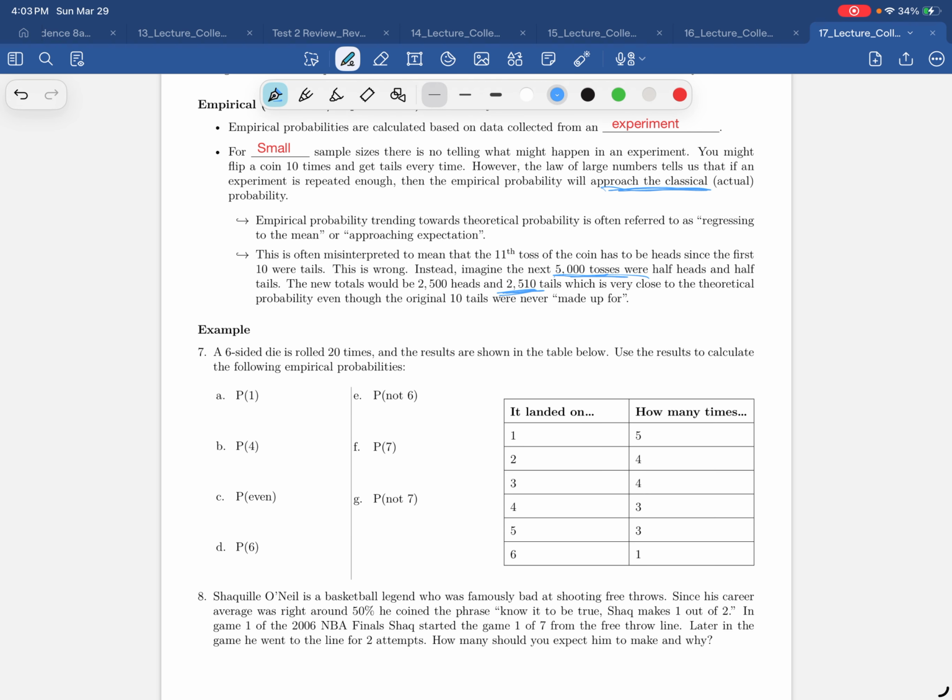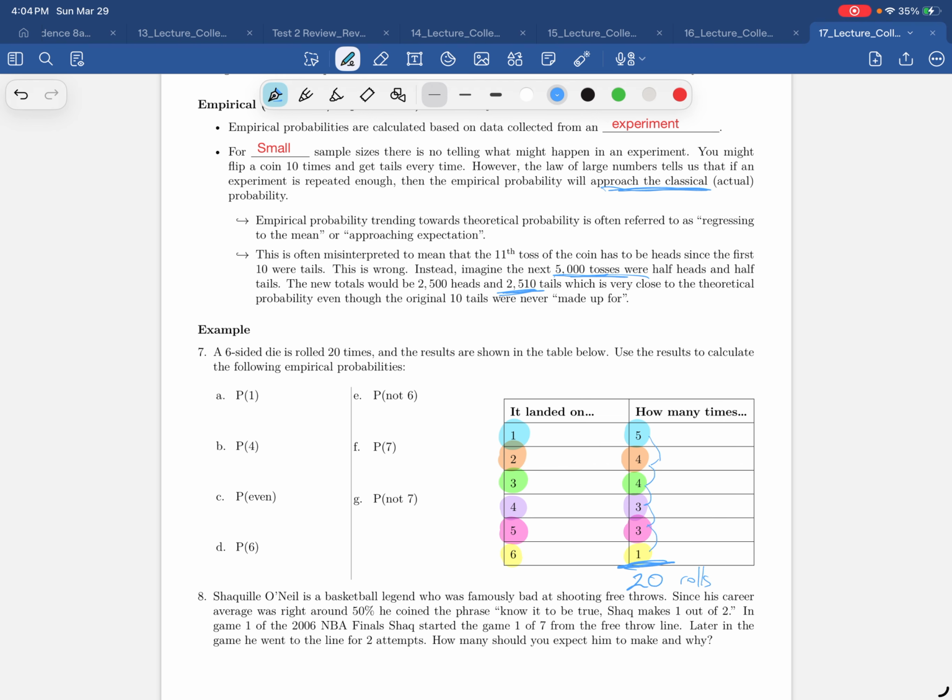A 6-sided die is rolled 20 times, and the results are shown in this table. So let's make sure we understand our table. It landed on a 1 5 times. It landed on a 2 4 times. It landed on a 3 4 times. It landed on a 4 3 times. 5 it landed on 3 times, and 6 it landed on 1 time. And if you add all these together, we get 9 plus 4 is 13, 16, 19, 20. So there are a total of 20 rolls that we did.